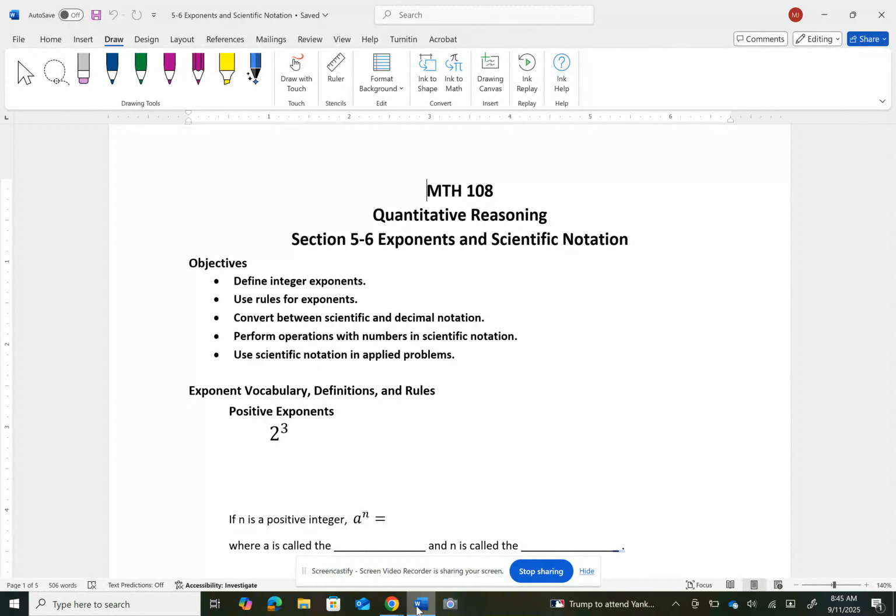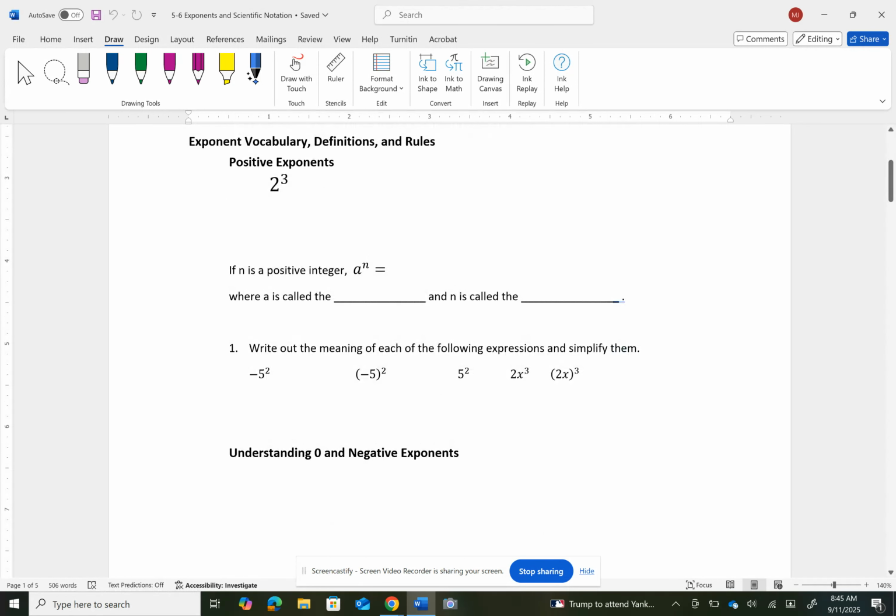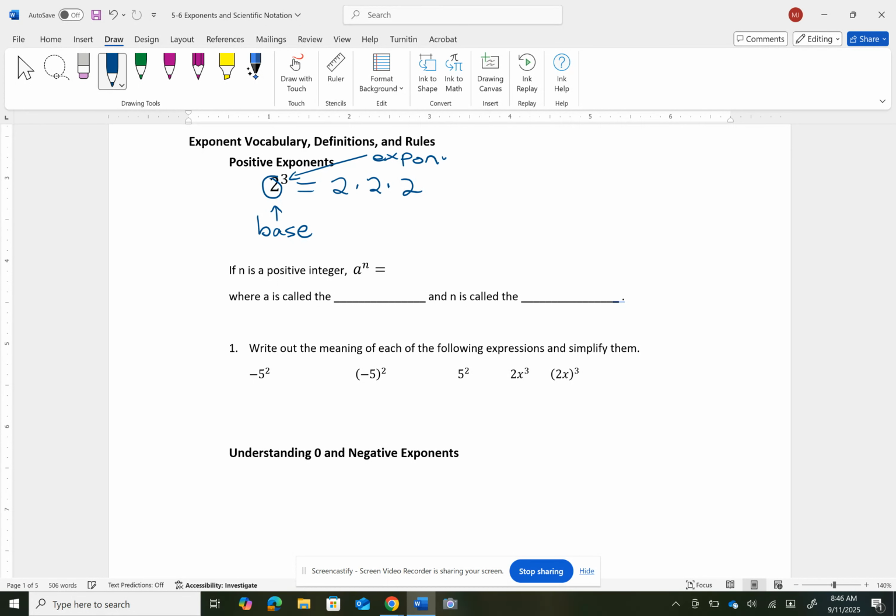All right, in this video, I'm going to be looking at section 5.6, the section on exponents and scientific notation. First off, you probably already know that if you have an expression like 2 raised to the third power, 2 to the third, that means 2 times 2 times 2. The 2 is called the base of the expression, and the 3 is the exponent. Sometimes we say power. Exponent or power. And then the whole thing is called an exponential expression.